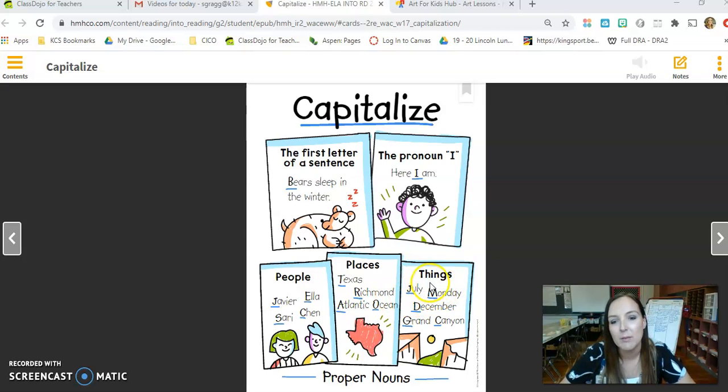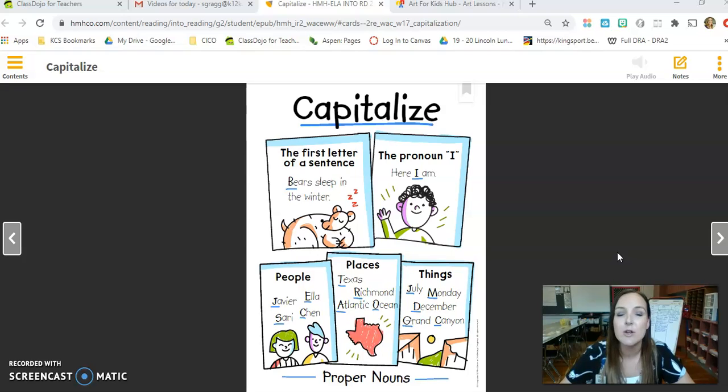Also remember we capitalize things when we're talking about days of the week, like Monday is capital M. When we talk about the month, like July or December. Or if we talk about another example of a thing, like the Grand Canyon. So we want to make sure we capitalize the names of people, places, and things. These are called proper nouns. So proper nouns are what we call the names of specific things.